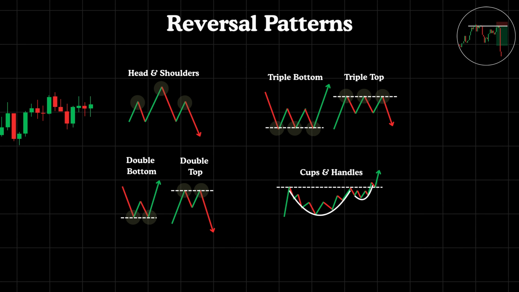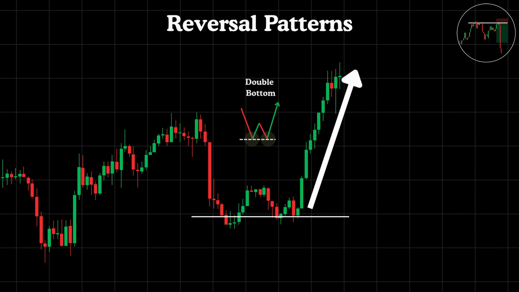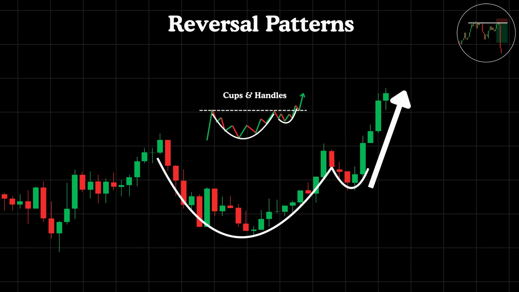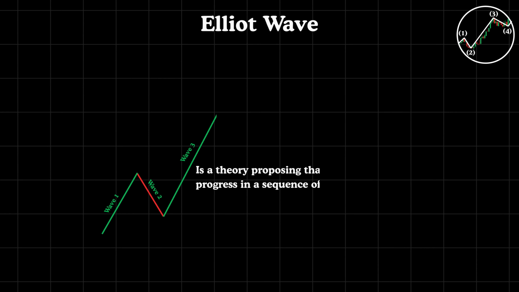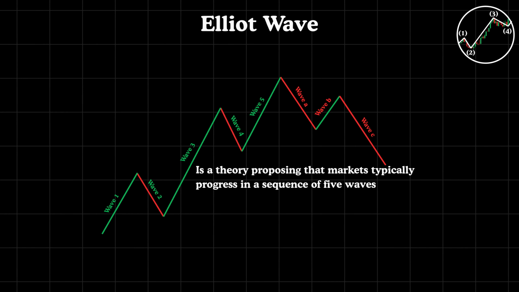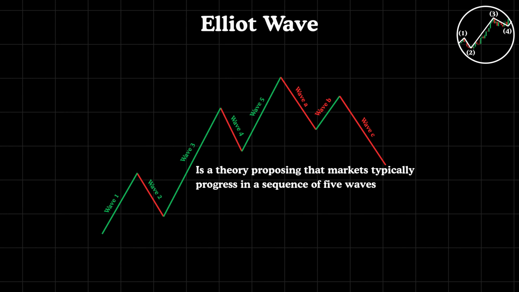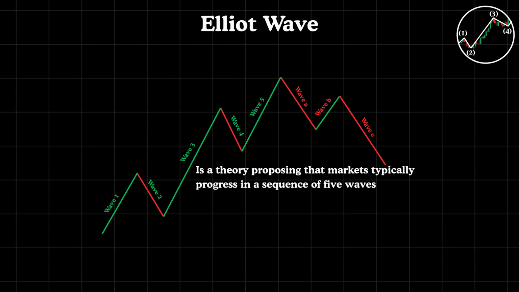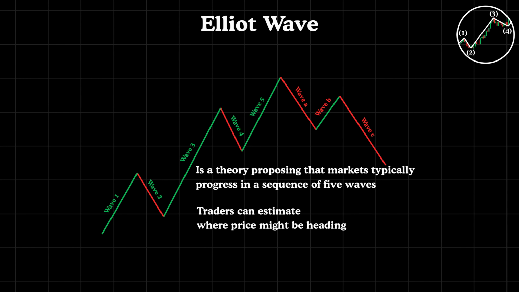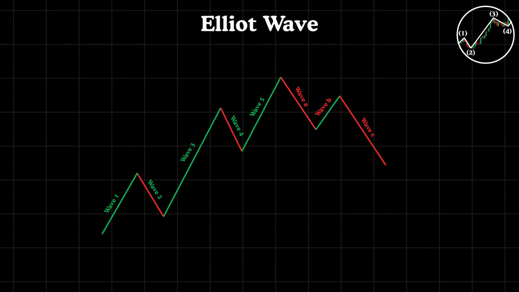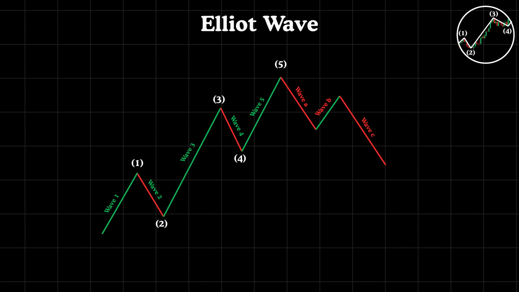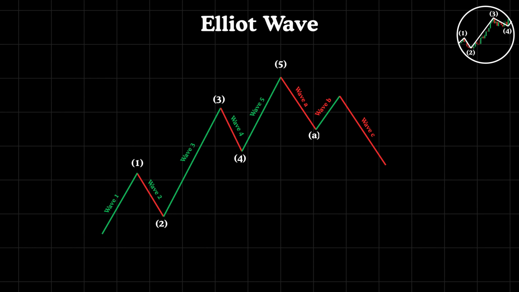The most recognized reversal patterns include double tops and bottoms, triple tops and bottoms, head and shoulders, and cup and handle formations. Elliott wave is a theory proposing that markets typically progress in a sequence of 5 waves before reversing direction and creating a new wave cycle in the opposite direction. By analyzing the Elliott wave pattern, traders can estimate where price might be heading by studying the structure on a chart. Each wave can be labeled as 1, 2, 3, 4, 5, followed by a corrective sequence labeled A, B, C.